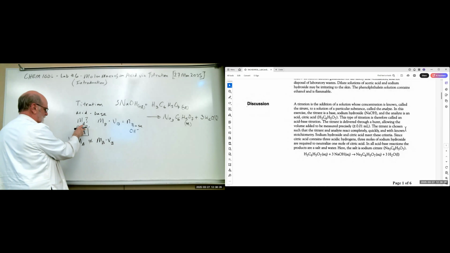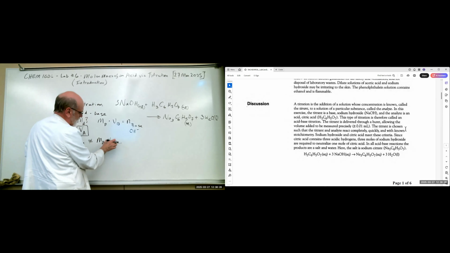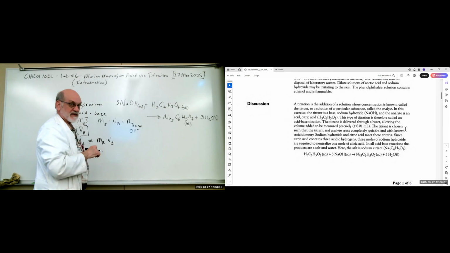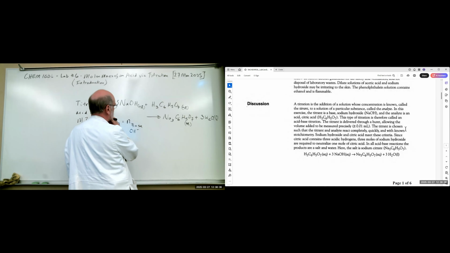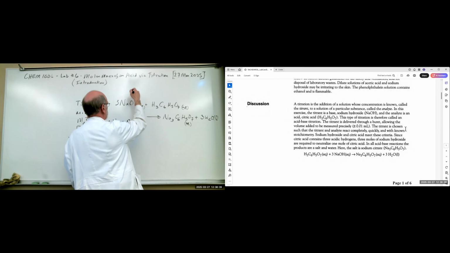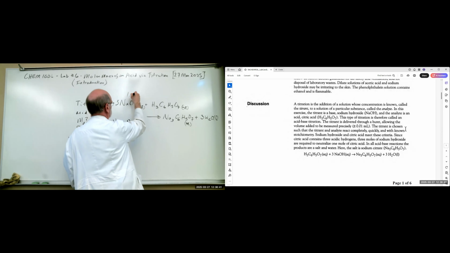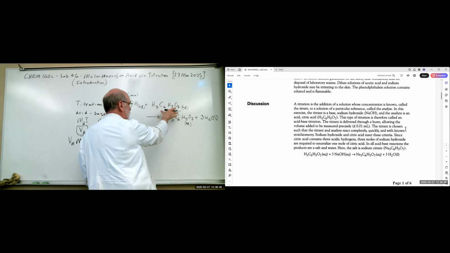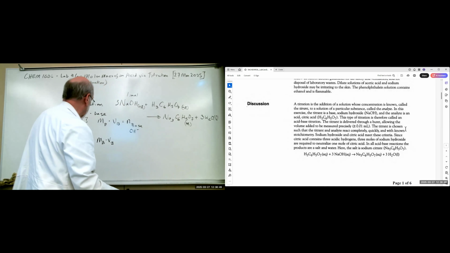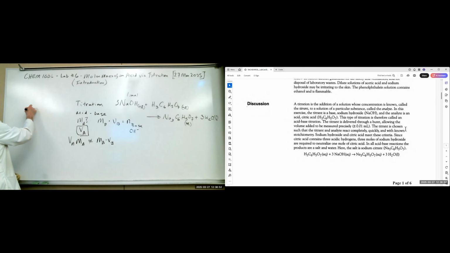You know this volume exactly, and you can calculate the number of moles of base. So let's say, I don't know, just say we have 1 mole of base. How do we convert that into moles of acid? Because that's what we're going to need to calculate the molar mass, right? Mass per mole. So we have to figure that out.